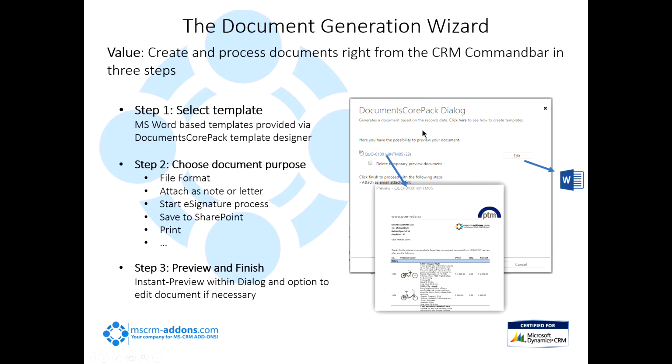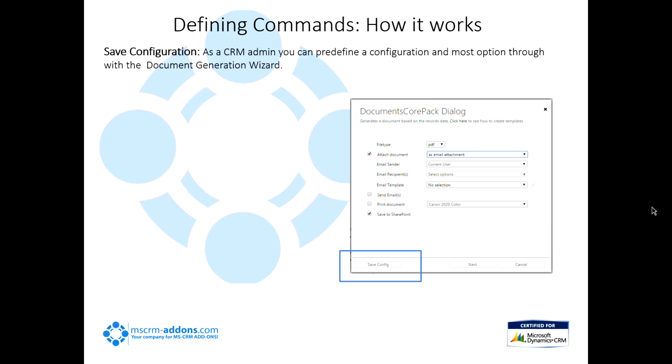So this is the process. It's fairly simple, but because there are so many options and everything, it can be confusing to some users. So one of the things that we now allow you to do with DocumentsCorePack is define those commands. So basically, you're able to save these configurations. So as a CRM administrator, you can predefine these configurations and most of the options through the document generation wizard.